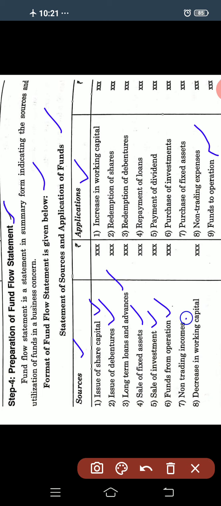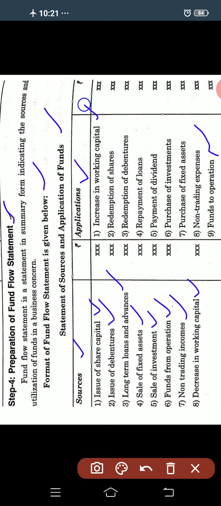Then non-trading incomes. If there are any non-trading incomes, it is a source of fund. Then decrease in working capital. This decrease in working capital will come from the first step of the fund flow statement calculation, that is the schedule of changes in working capital. In that step, if we get any decrease in the working capital, we have to consider it a source of fund. So all these are the sources.